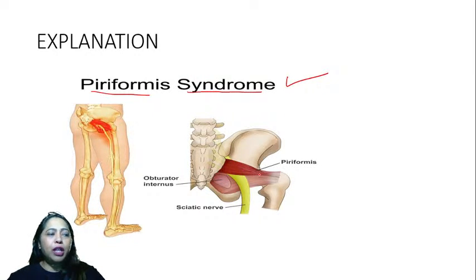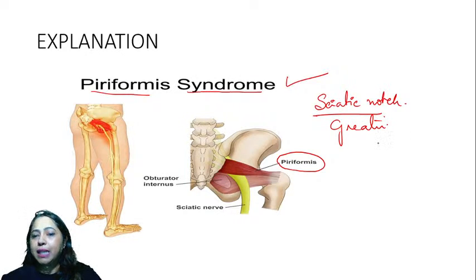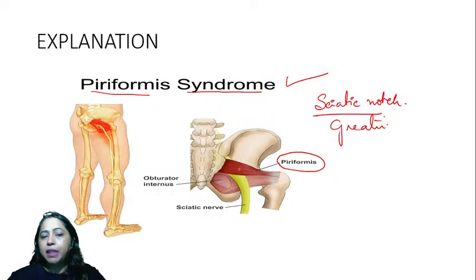So in Piriformis syndrome, more than the piriformis being the culprit, it is the sciatic nerve that gets compressed in the sciatic notch. Here there is a greater sciatic notch and a lesser sciatic notch. The greater sciatic notch is divided by the piriformis muscle. Sometimes there is inflammation of the tendon of these muscles, which are very close to the joint, and the piriformis muscle can pinch the nerve that is beneath it.